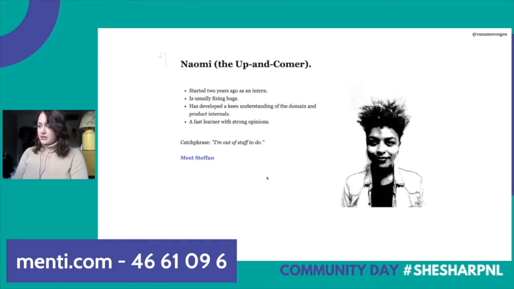So next up is Naomi. Naomi is the up-and-comer. So she started 2 years ago as an intern, hasn't really advanced from that position so far, even though she was actually officially hired. She's usually fixing bugs. So whenever there's a bug, it's given to her. And in doing so, she's poked around in the code a lot. So she has a keen understanding of the domain and the product internals. And she's a fast learner with strong opinions.